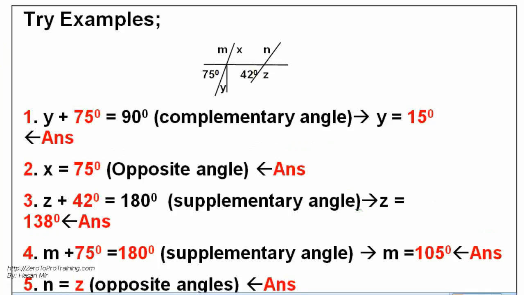Next, try examples on measure of marked angles images in degrees. 1. Y equals 15, complementary. 2. X equals 75, opposite. 3. Z equals 138, supplementary. 4. M equals 105, supplementary. 5. N equals Z, opposite.